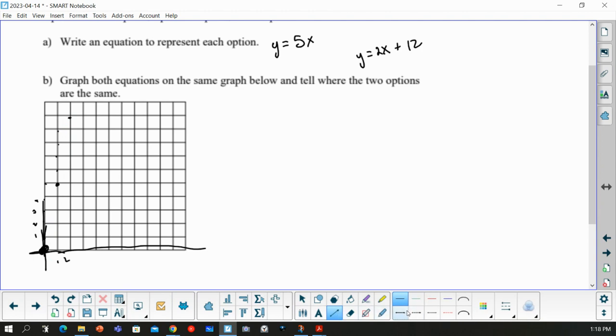Let me cheat, use my little line tool here. Starts at here, up 5 over 1, up 5 over 1. There we go. Cheat a little bit. You can use cheat too. You can use your ruler. The other one, 2x plus 12. Go back to my pen. And let's do this one in red. It crosses at 12. So 4, 5, 6, 7, 8, 9, 10, 11.